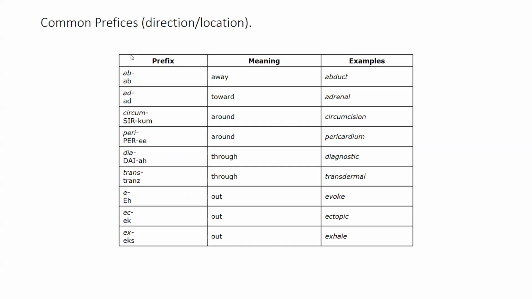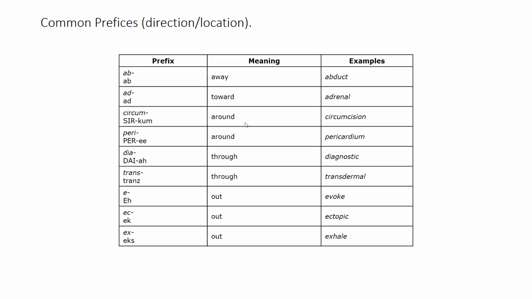These are all prefixes that tell you a location or a direction of what's going on. So ab means away. Abduct means to move away from the center line. So when you abduct a limb, you're moving it farther away from the center line of the body. Ad means toward, as in the word adrenal, which refers to a gland that sits right on top of the kidney. Renal means kidney, so this means toward the kidney.